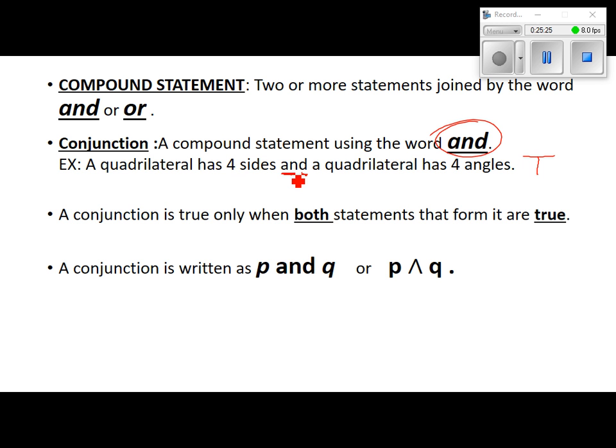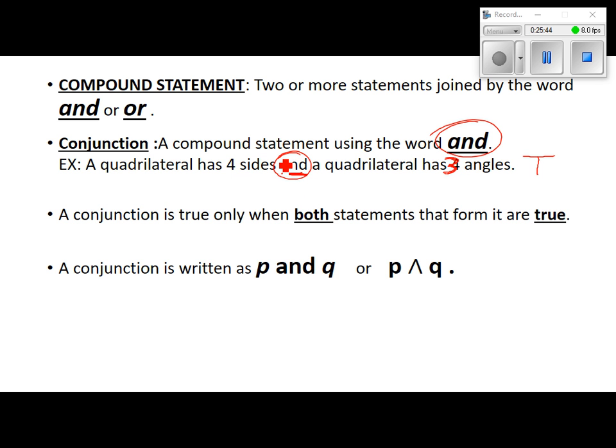we look at it and we say a quadrilateral has 4 sides. What if I changed this and said a quadrilateral has 4 sides and a quadrilateral has 3 angles? Is that true? It's false. But it's got 4 sides. But and means it has to have both.